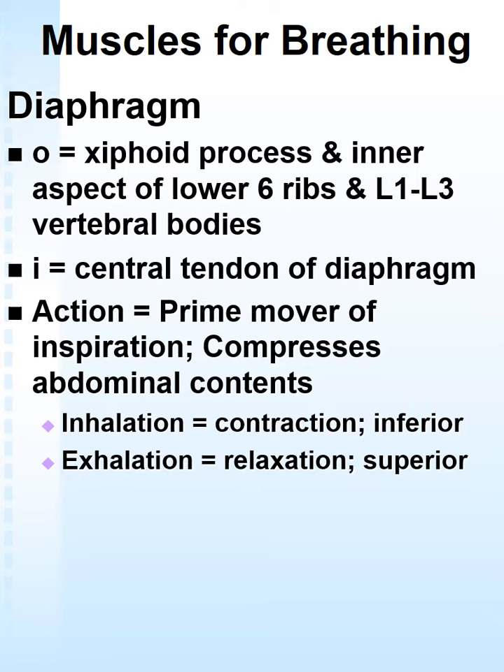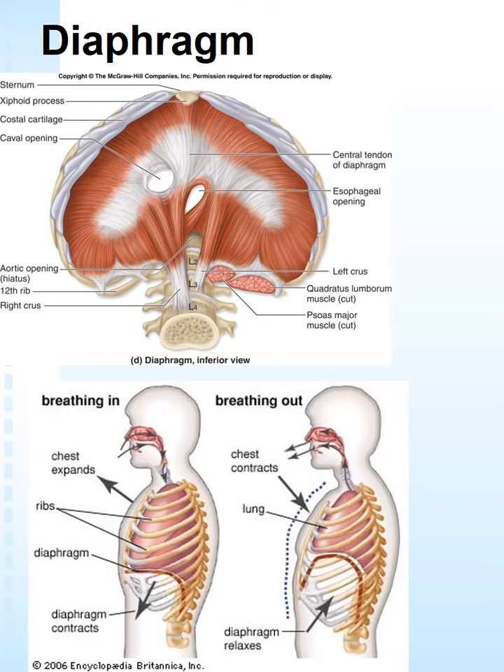With inhalation, we have contraction of the diaphragm, and this causes the diaphragm to move inferiorly. Thus, with exhalation, this causes relaxation of the diaphragm, and it moves superiorly towards the thoracic cavity. And so here's an image demonstrating the diaphragm and where the central tendon of the diaphragm is, where it is found along the midline of the diaphragm.